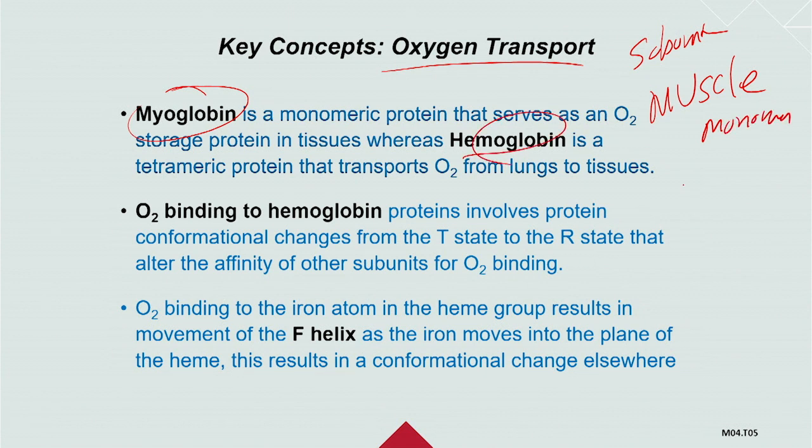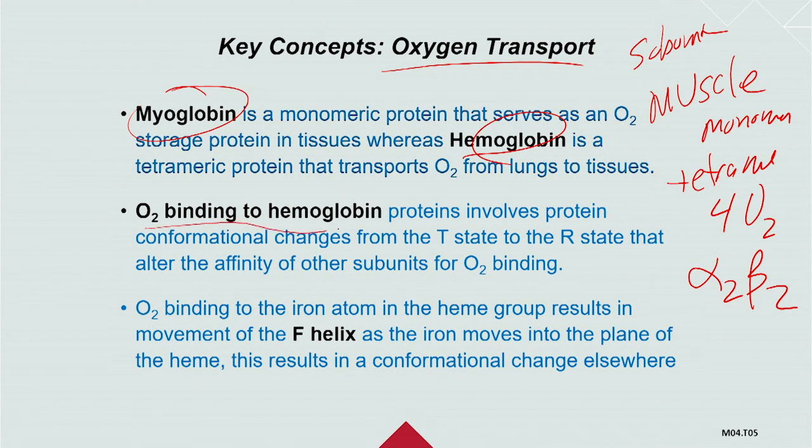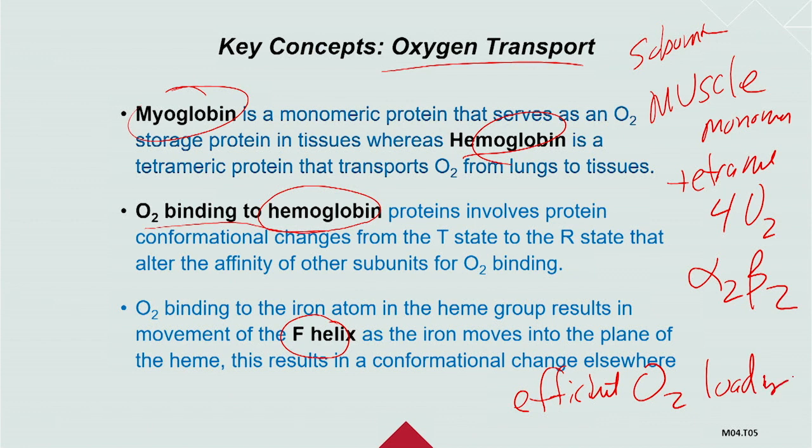Then hemoglobin is a tetramer, and that tetramer can carry 4 O2 molecules, and it's made up of 2 alpha and 2 beta subunits, so it's an alpha2 beta2 tetramer. We'll talk a lot about how that works, and about how oxygen binds to hemoglobin, which again is the major protein in our red blood cells. Then we're going to look a little deeper at how the structure of that tetrameric hemoglobin protein changes in the presence and absence of oxygen. You're going to see that it's a very efficient O2 loader: it takes oxygen from the lungs and brings it to the tissue. So we'll talk about how that works.